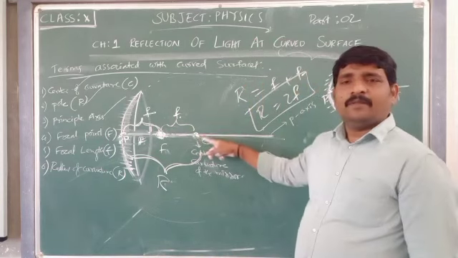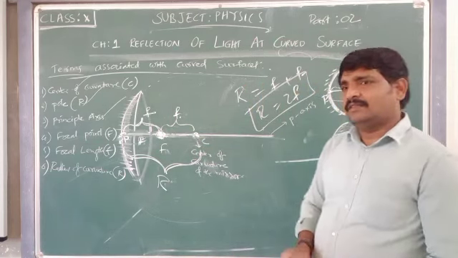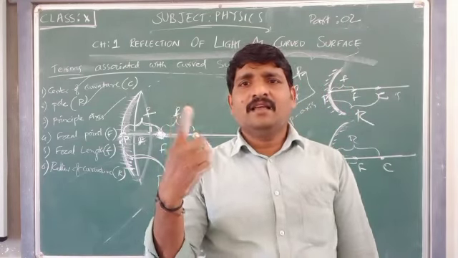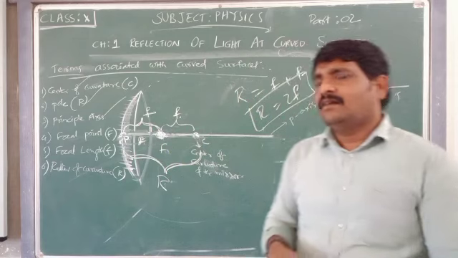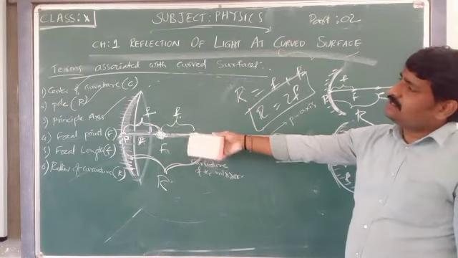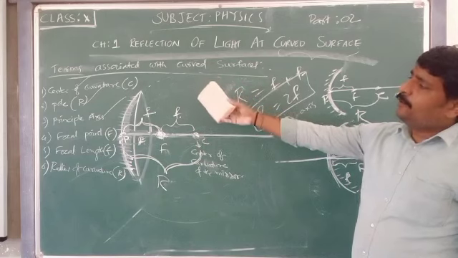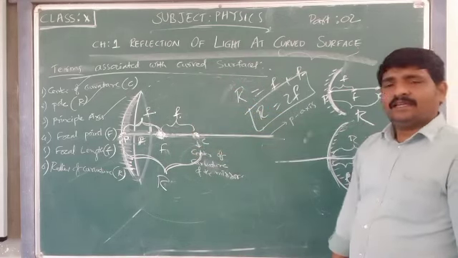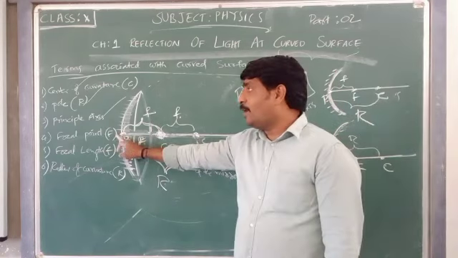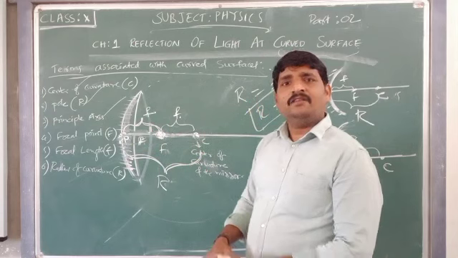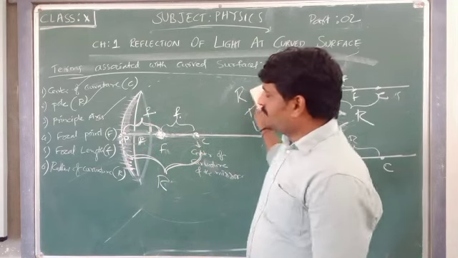And there are some terminologies with this. There are two types of curved surfaces: the concave surface and the convex surface. This is a small review, and there are six terms associated: center of curvature, pole, principal axis, focal point, focal length, and the radius of curvature. There is a difference: the focal point is a point, while the focal length is the distance from this place to this place. That you have to keep in mind. There is a small difference in it.